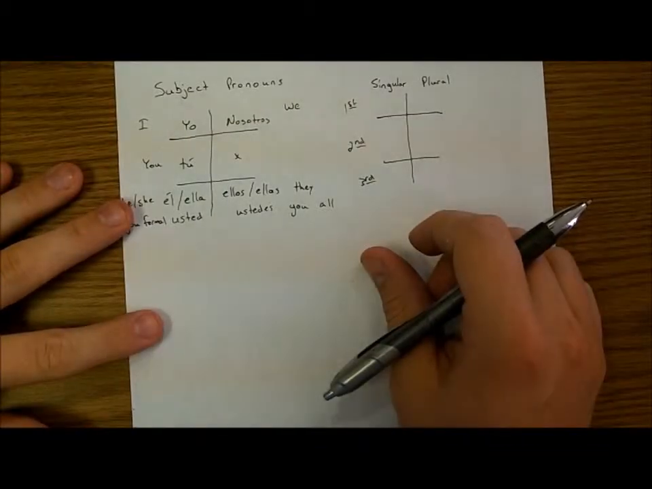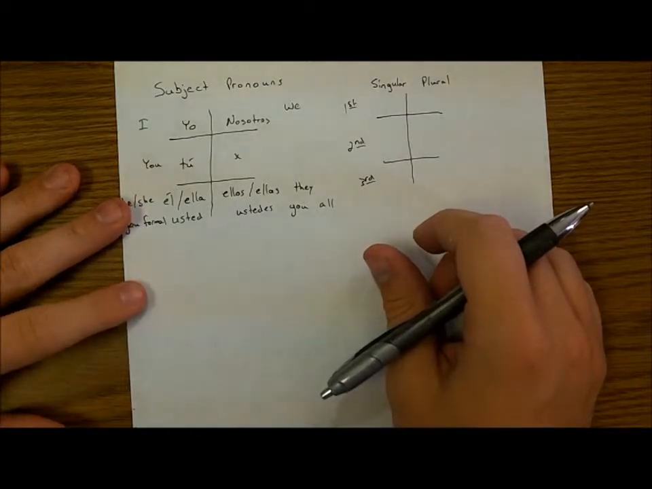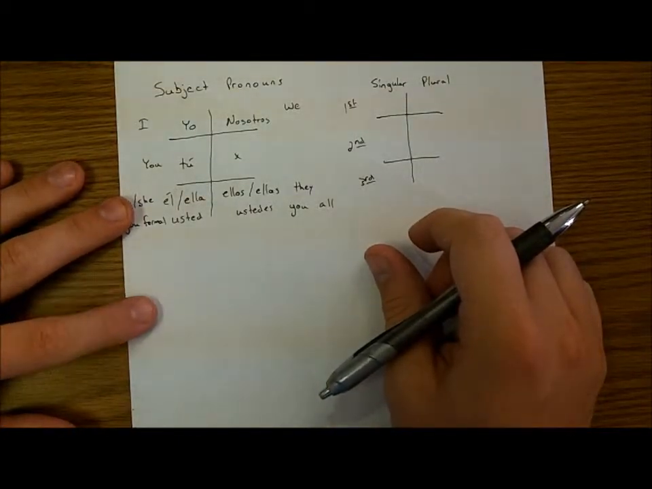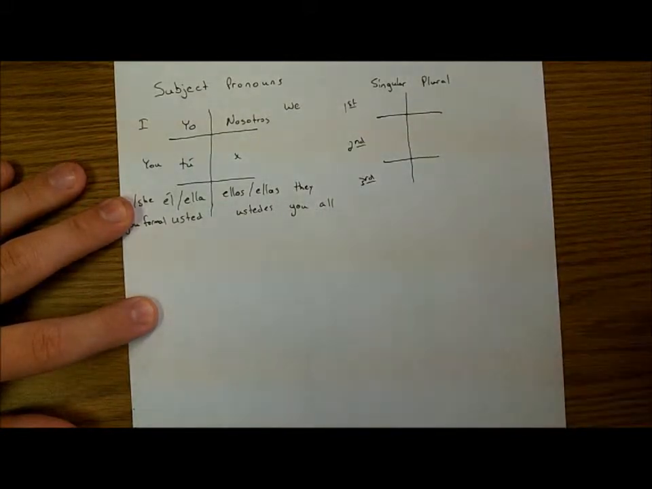Welcome. Today we're going to learn how to conjugate regular AR, ER, and IR verbs in the present tense. In order to do this, we first need to look at subject pronouns. Subject pronouns are the basis for conjugating verbs. They tell you to which form you need to conjugate them.